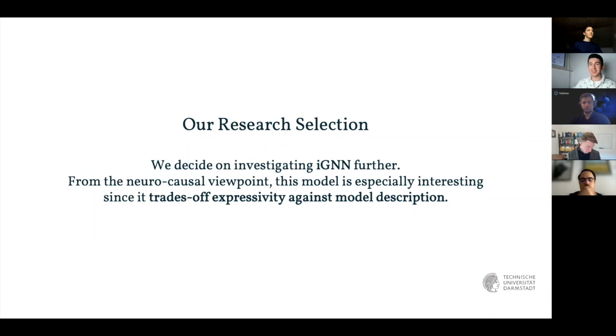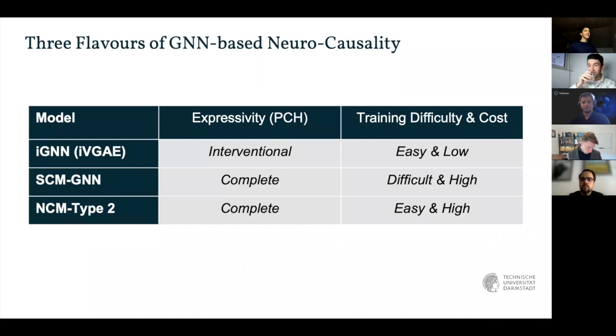Hannes: Yeah, can we maybe go back to the last slide? If you're saying the cost is high, what do you mean with high? Yes, so for example, when you look at the SCM GNN, your optimization will be very difficult. Getting a solution to your SCM from data just through optimization will be very non-convex.